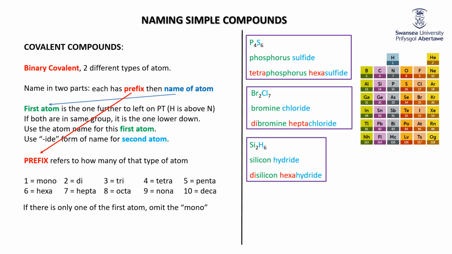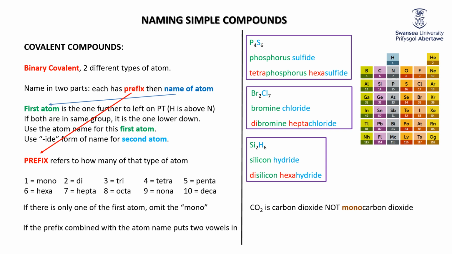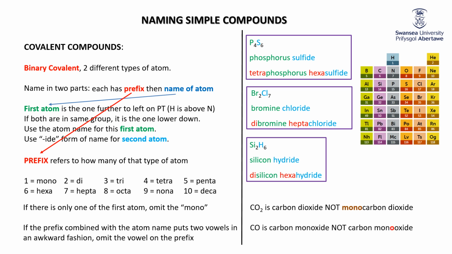A few little exceptions, weird rules. If there's only one of the first atom, you omit the mono. So CO2 is not mono carbon dioxide, it's just carbon dioxide. And then sometimes when you put the prefix with the atom name, it puts some vowels right next to each other awkwardly, in which case you just omit the vowel on the prefix. So for example, CO is carbon monoxide, not carbon monooxide, which of course sounds like a Scotsman trying to say it, or monooxide if you're not trying to be silly. So anyway, that's how we're going to name these compounds. As we go through, we'll apply those and give even more examples. A nice simple way to learn how to name them.